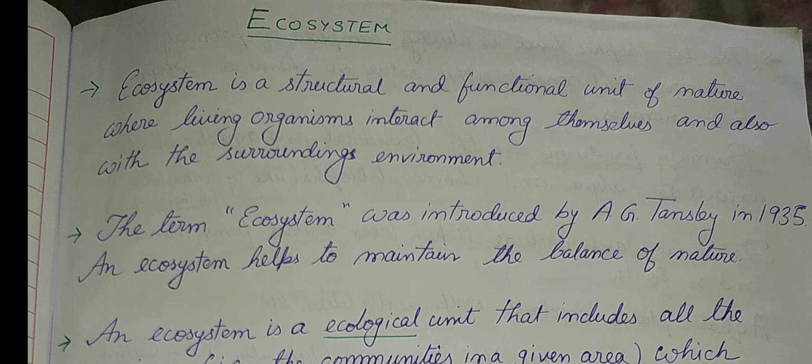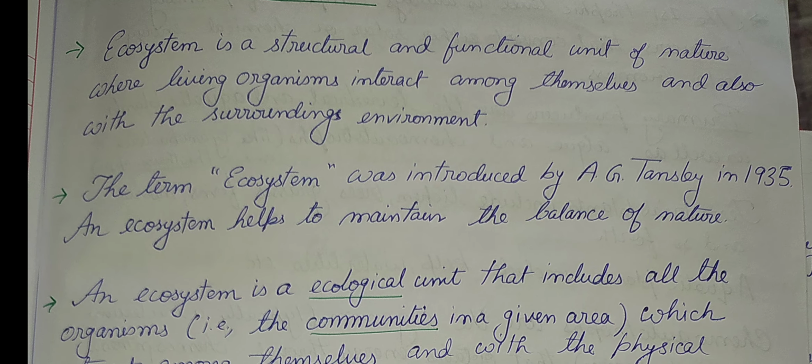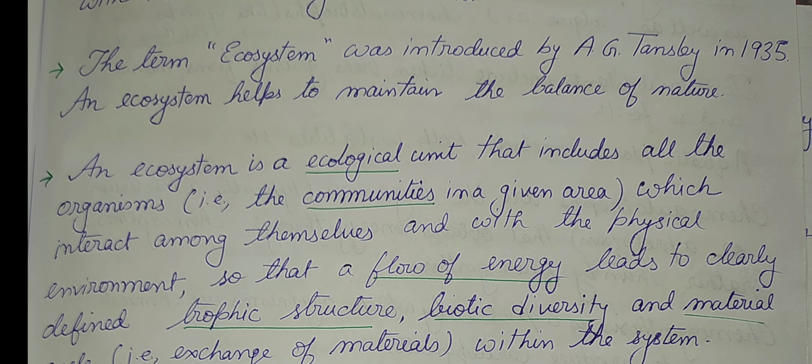This term ecosystem was first introduced by A.G. Tansley in 1935, and the main objective of ecosystem is to maintain the balance of nature. In a full descriptive way, we can define ecosystem in this manner.